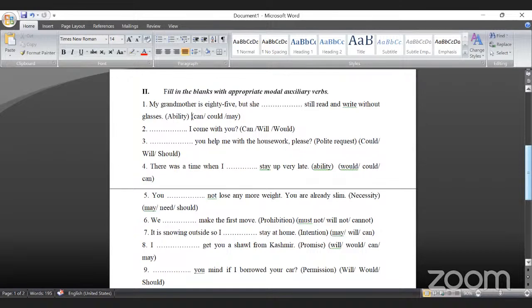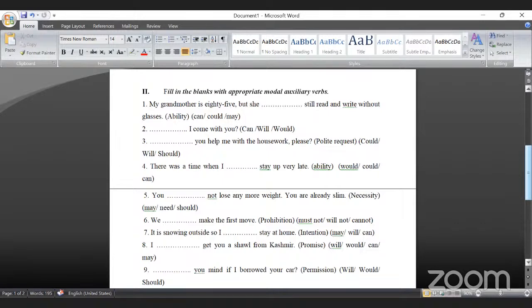Okay. Then the second one, dash I come with you. Can I come with you? In this case, yes, because you can't say will or would along this, right? Third one, dash you help me with the housework, please. Could you help me with the housework, please? Because it's a polite request, right?